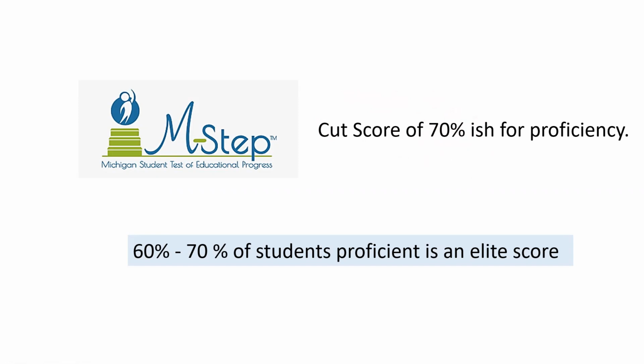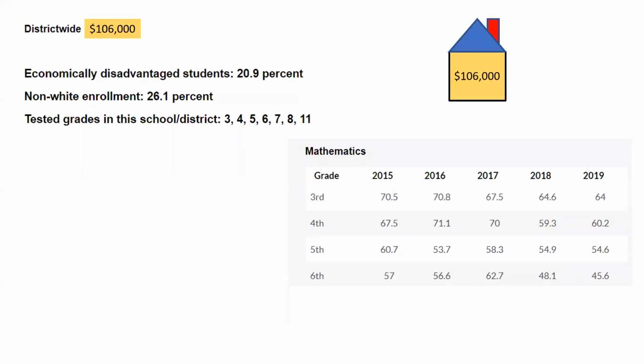So in Michigan, again, 60% to 70% of students being proficient is considered a very elite score. The first district we're going to look at, we'll refer to as District 106,000. It's an affluent community. People who move there are very proud to say they live there, and they're also very proud of their schools. So let's take a look now.